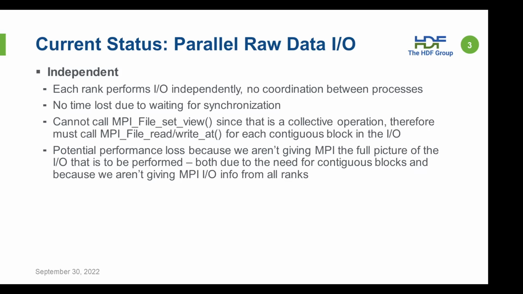That means that we can't describe a non-contiguous IO block. So if the IO doesn't map to a single contiguous block on disk, then we need to make multiple calls to the underlying MPI file read or write. In addition to that, we can lose performance because we're not giving MPI the full picture of the IO, both because we can only send one contiguous block at a time, and because we're not giving MPI-IO information from all the ranks.